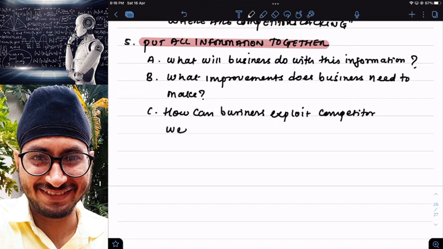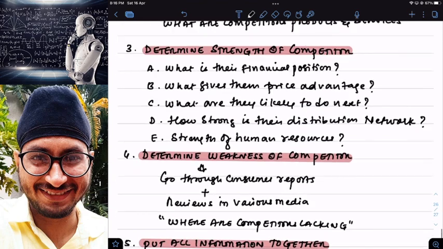Competitor weakness. Like, how do I exploit my competitor's weakness? I should exploit my competitor's weakness, then only my business will be successful in the market. Clear? So these are 5 steps.